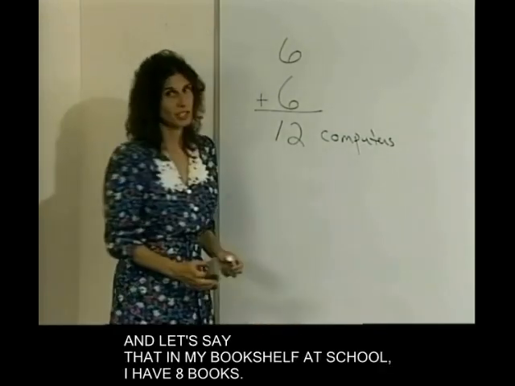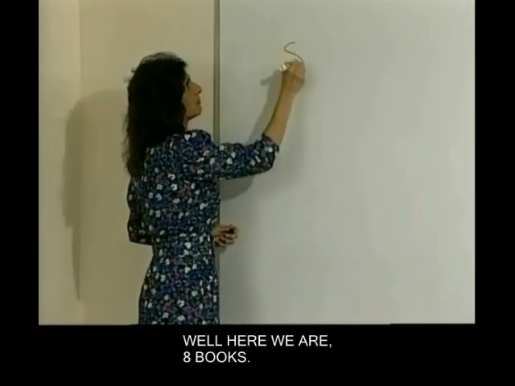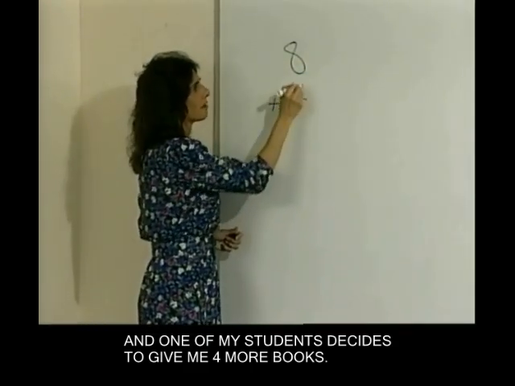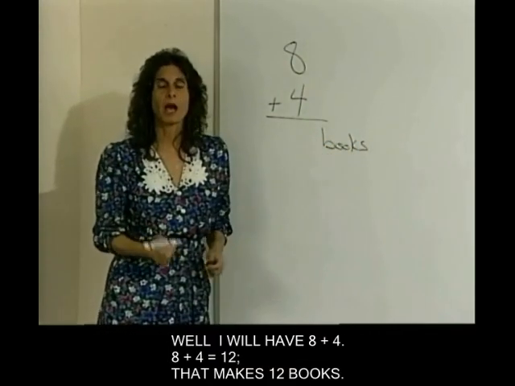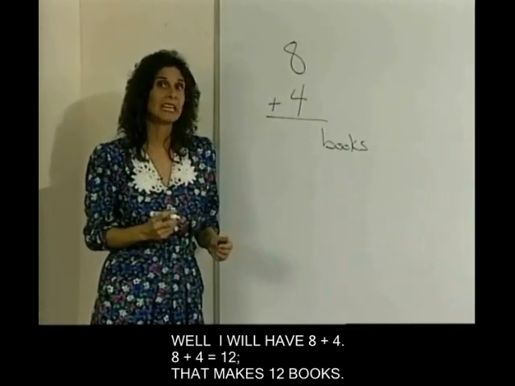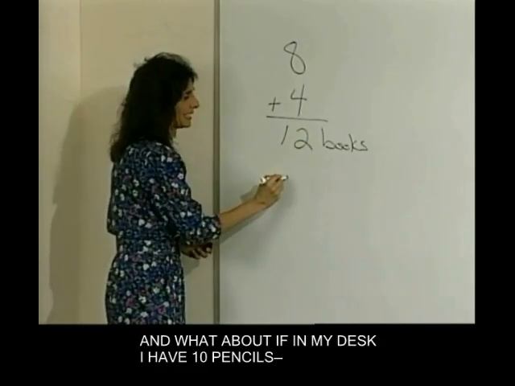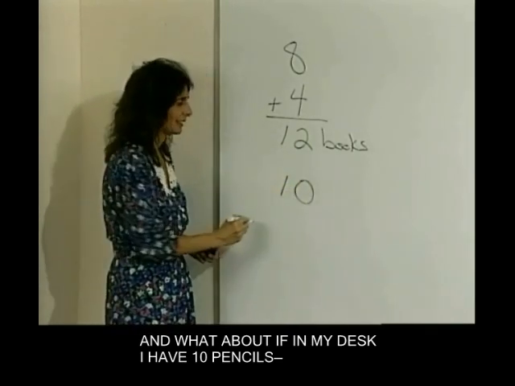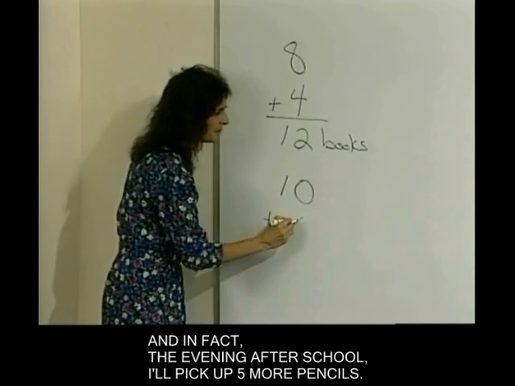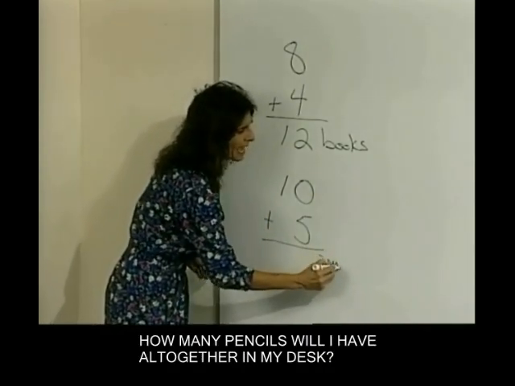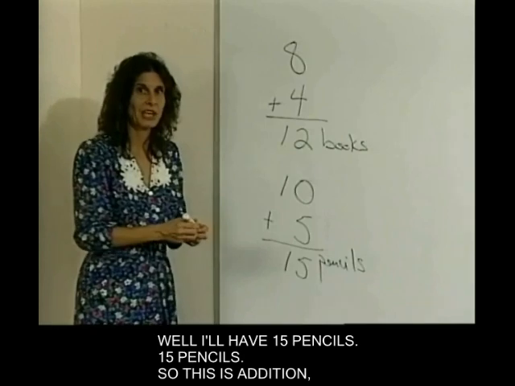And let's say that in my bookshelf at school, I have 8 books, and one of my students decides to give me 4 more books. How many books will I have altogether? Well, I will have 8 plus 4. 8 plus 4 is 12. That makes 12 books. And what if in my desk I have 10 pencils? Students always leave pencils around my classroom, and in the evening after school, I pick up 5 more pencils. How many pencils will I have altogether in my desk? Well, I'll have 15 pencils. So this is addition.